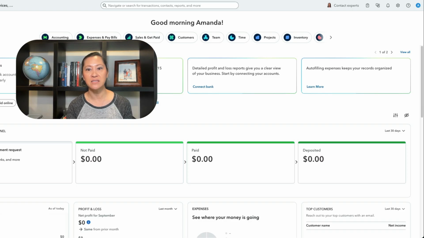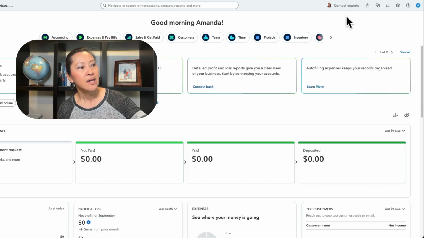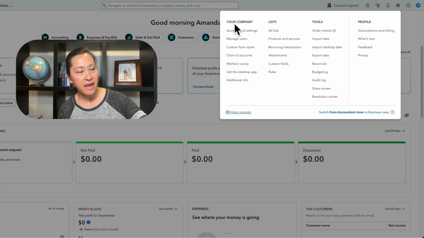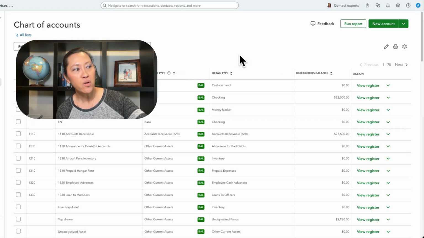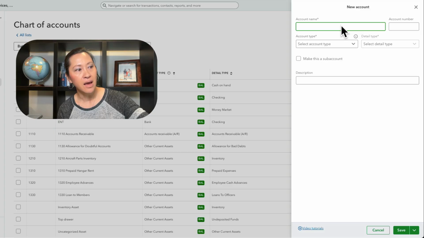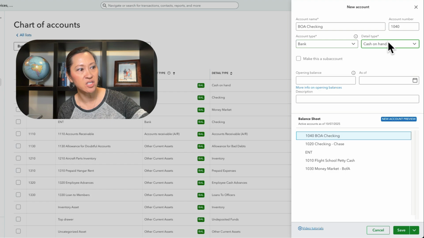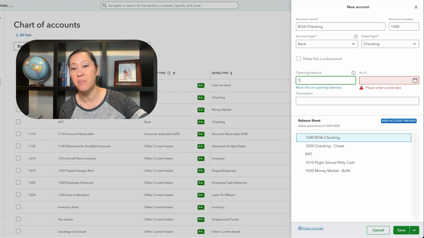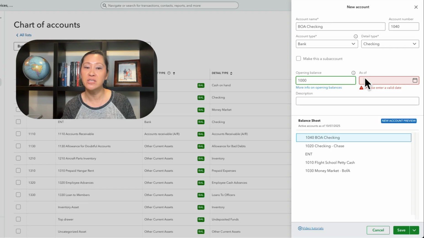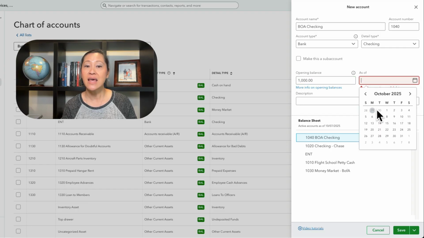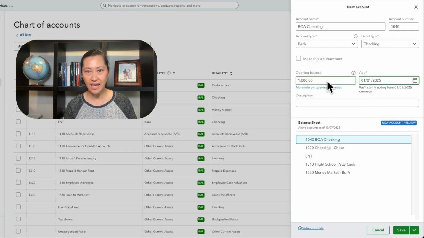Now let me show you how this plays out in QuickBooks Online. Click the gear icon, then Chart of Accounts. Hit New Account to create a bank account. Let's call it Bank of America Checking. Account number 1040. And if you enter $1,000 as the starting balance, because that's what the bank account shows, QuickBooks automatically puts it into opening balance equity. And that's why you often see a number sitting in opening balance equity. It's QuickBooks' way of saying, hey, I don't know where else to put this, so I parked it here.